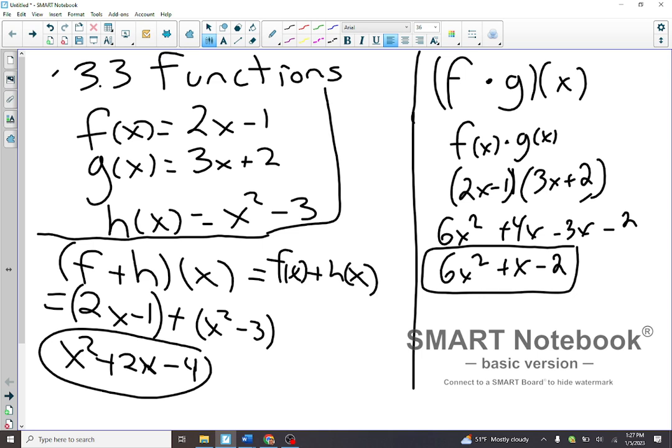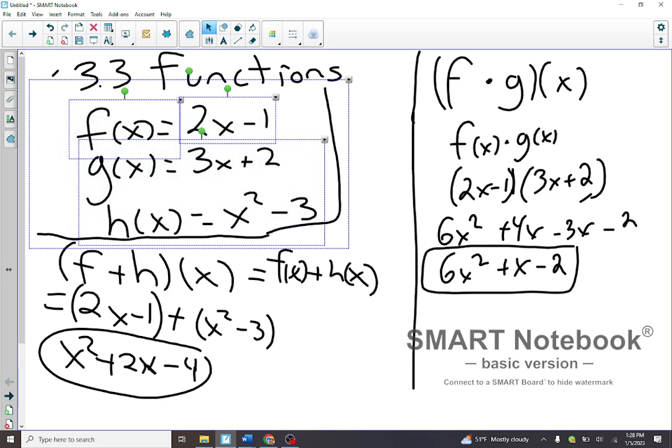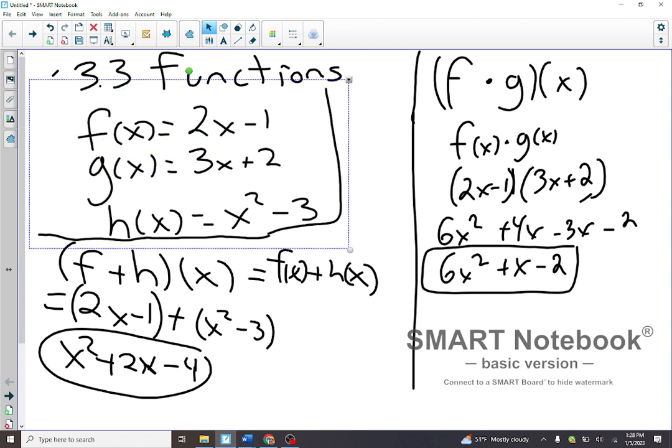Wait, so when it's multiplication, you do the factoring out of... not factoring, but multiplying. Multiply. So like 2x times 3x and then 2x times 2. Excellent, yes, like that.